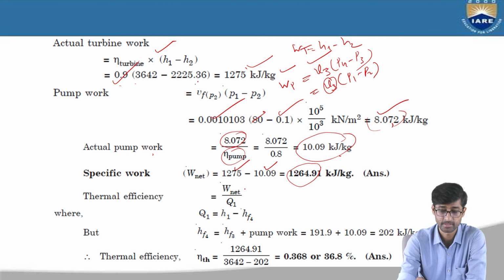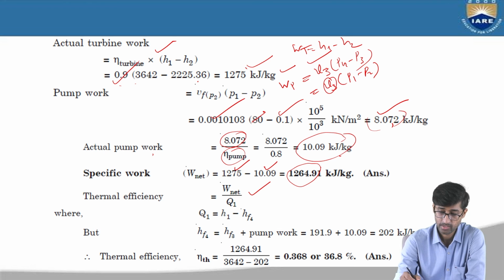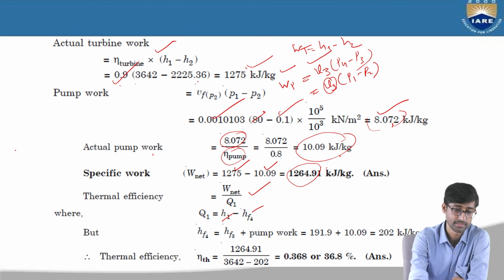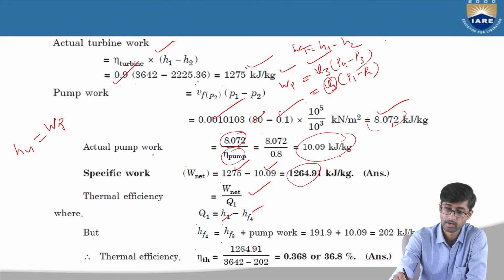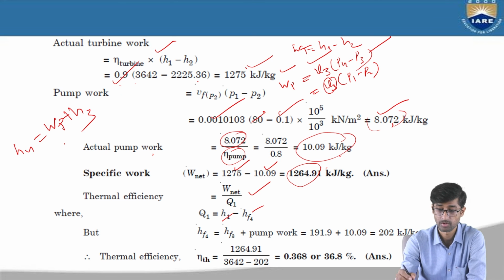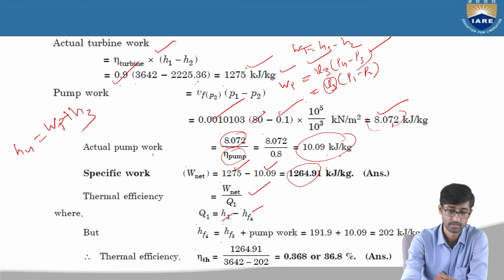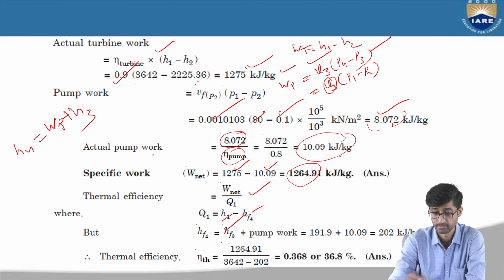So what is the thermal efficiency? Net work done divided by heat supply, right? Net work done we have already calculated. What is the heat supply? H1 minus H4. So what is H4? That equals pump work plus H3. H3 is already known, and the actual pump work is already known, 10.09. Now calculate H4. This is pump work plus HF3. So this is the value of H4, 202.